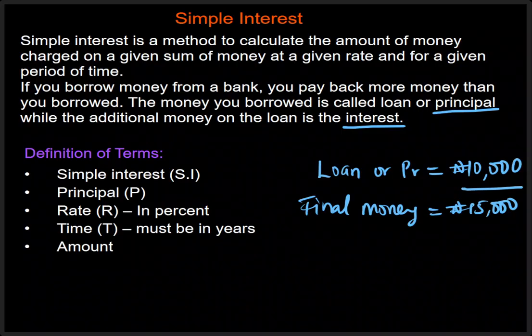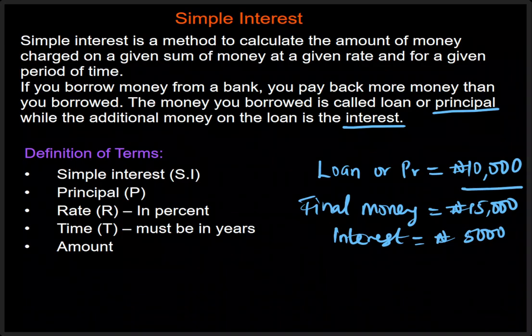If you look at this, you will know that an additional 5,000 naira has been added to the original money. The original money here is the principal, and the extra money added is what we call the interest. So the interest there will be our 5,000 naira. Simple interest is 5,000 naira, and this one happens to be the amount, which is the principal plus the interest.